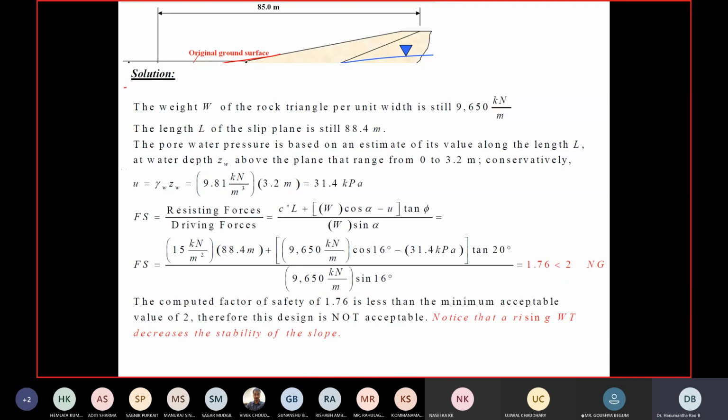The same factor of safety is nothing but resisting force by the driving force. So c dash L plus W cos alpha. Here W cos alpha is the sigma component. So sigma minus U, multiplied by tan phi, and the whole divided by the weight component, the driving force, that is W sin alpha. So all the parameters are known. Simply substitute into this equation and calculate the factor of safety value.